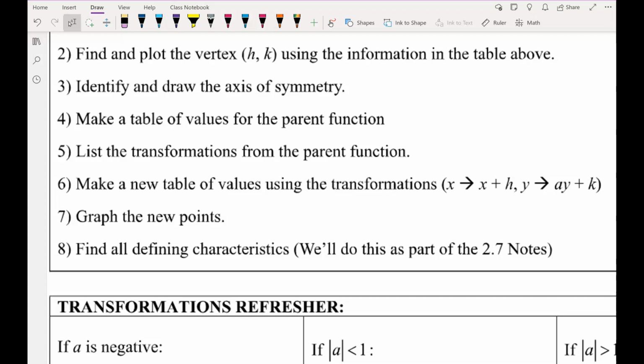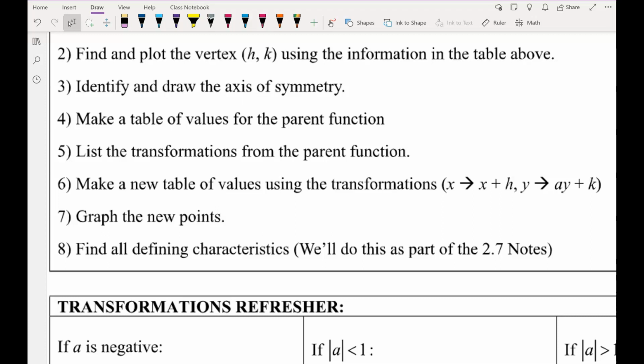Sophia? List the transformations from the parent function. Right, so the transformations will come from the a, h, and k values. Chris, next one. List the transformations. Number 6: making a table of values using the transformations. So the parent's x, we add or subtract h, and the parent's y, now we multiply by a, add or subtract k.